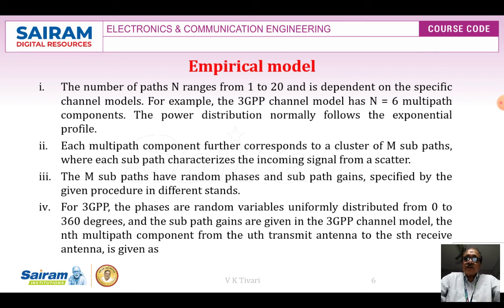The M subpaths have random phases and subpath gains specified by the given standard. For 3GPP, phases are random variables uniformly distributed from 0 to 360 degrees, and subpath gains are given by the 3GPP channel model. This is the nth multipath component from the uth transmitter antenna to the sth receive antenna. So the MS also receives scattered signals from the base station. In between there are scatterers or reflectors, and that is how multipath arises.